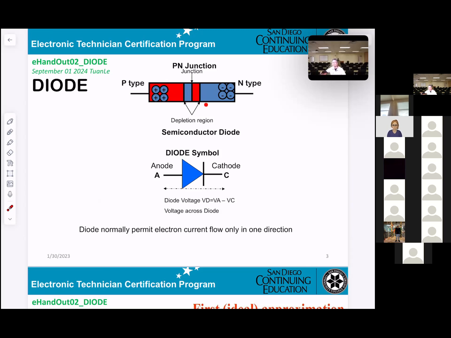A diode can be built as a silicon diode or a germanium diode. You don't have to understand the physics much here; we don't do anything with that. But what we're doing is this: this is the diode symbol. The P side is the anode, and the other side is the cathode. Diode voltage VD. This is the VD.